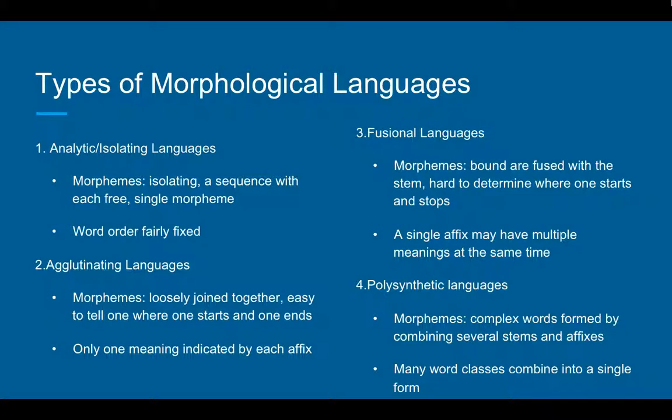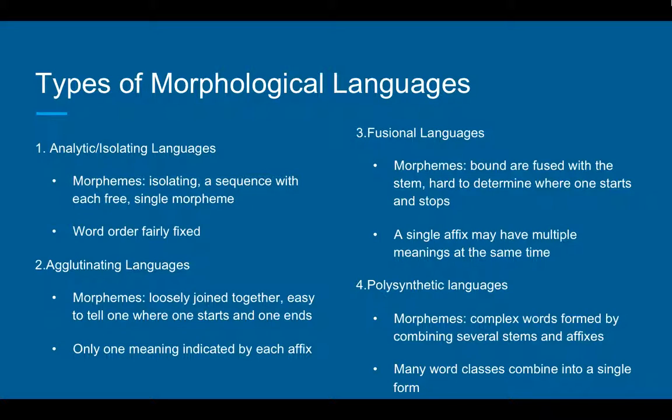The types of morphological languages are followed on a spectrum, with the most specific being analytic or isolating, followed by agglutinating, fusional, and then finally polysynthetic. When we talk about analytic, this usually refers to morphemes that are isolated, and it is very easy to tell one morpheme from another in a sentence, and the word order is normally fairly fixed.